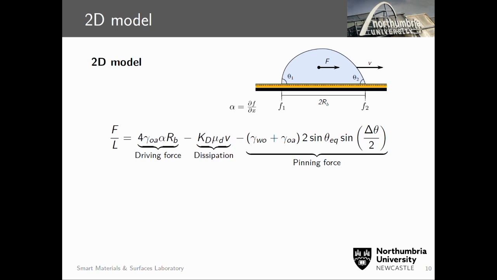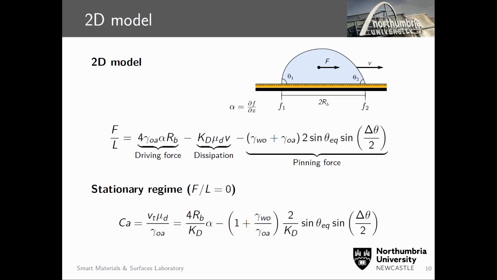That is proportional to alpha, the gradient of pillar density, and RB, which is the size of the drop. You have a term of dissipation that will be a resistive force for the motion that is proportional to the velocity, and a term that will be a resistive term linked to the pinning force. So if you have a drop moving at a constant velocity, you can rewrite this equation to have a relationship between the capillary number and alpha, the gradient of pillar density.